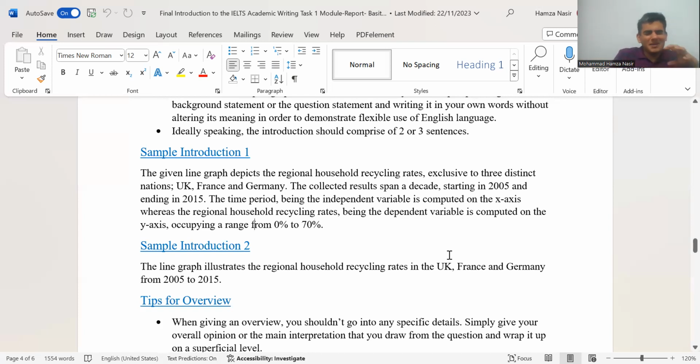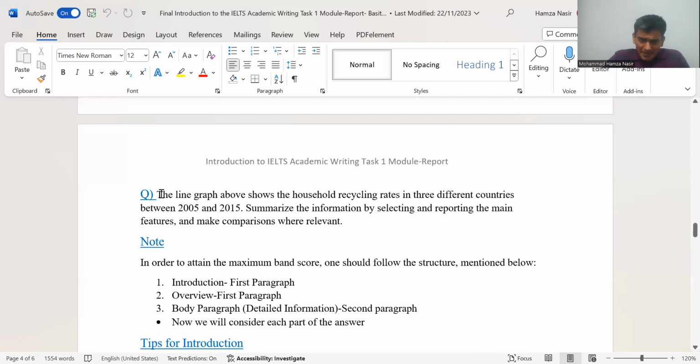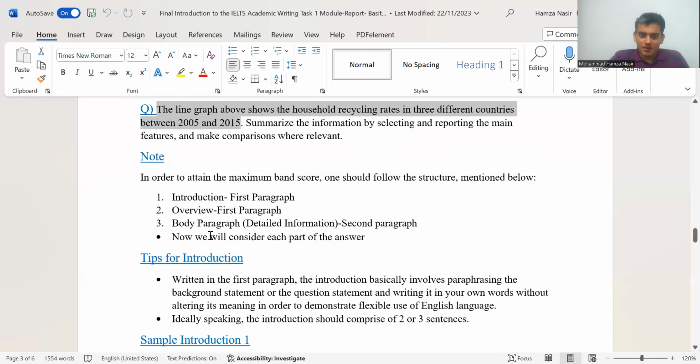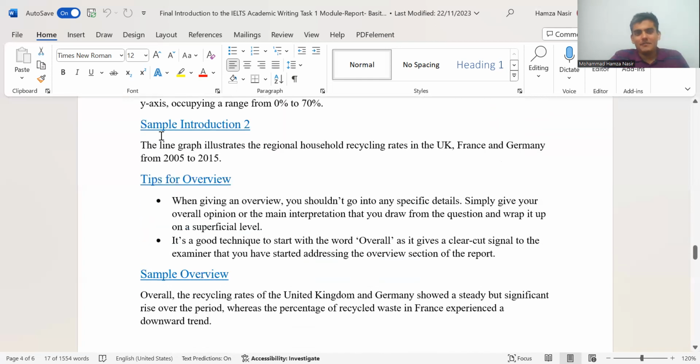Now, for those of you who feel like maybe this is a tad bit too complex, you've got an alternative way of drafting a compelling introduction as well. That also happens to be super brief. You can see, the line graph above shows the household recycling rates in 3 different countries between 2005 to 2015. You can simply paraphrase it. The line graph illustrates the regional household recycling rates in UK, France, and Germany from 2005 to 2015.